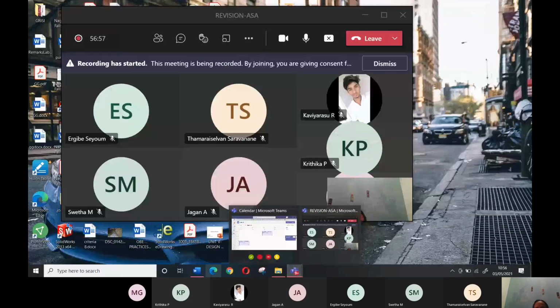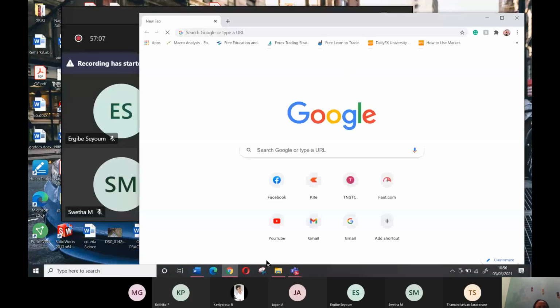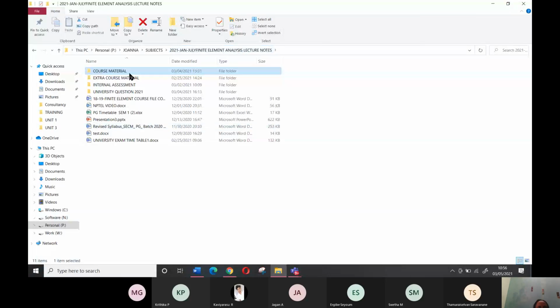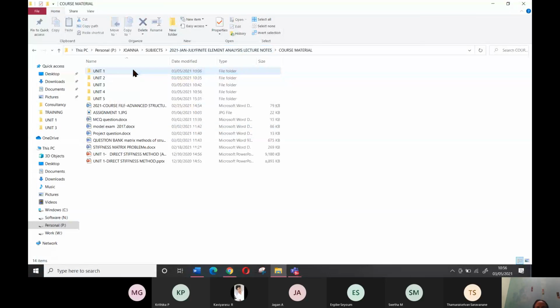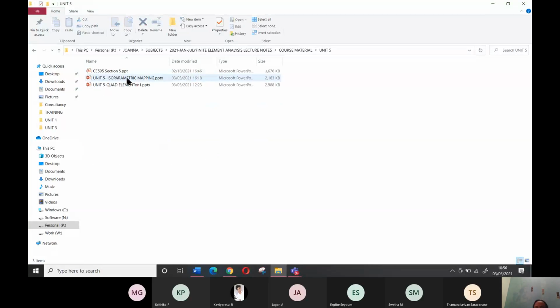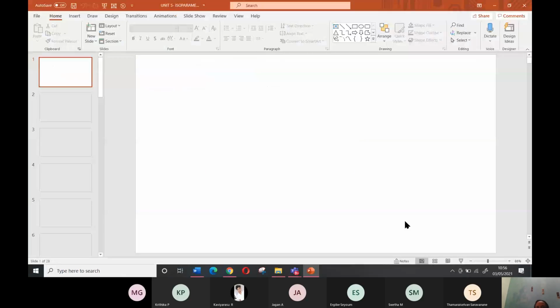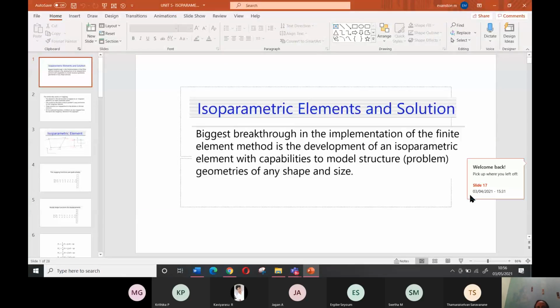So we will move on to the fifth unit. The fifth unit is about the quad 8 element, the quad 4 and quad 9 elements, and isoparametric mapping. Isoparametric mapping is nothing but the mapping of the structure from the real element to the ideal coordinate system.